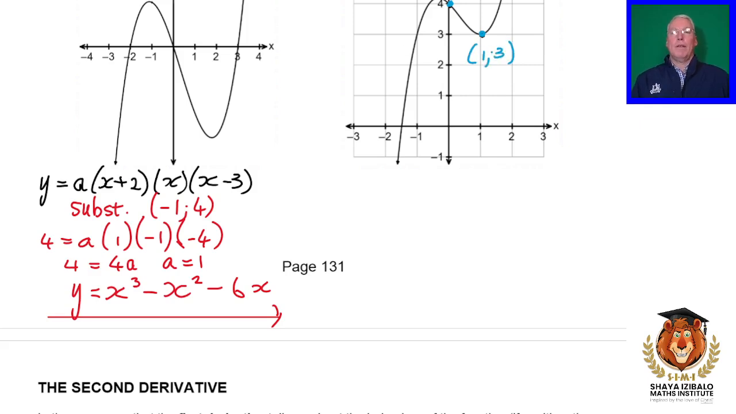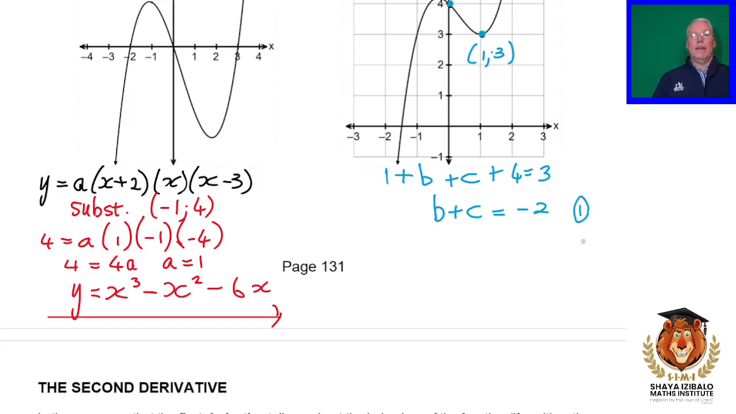So if we put 1 in for x, we're going to get 1 plus b plus c plus d, but we know what d is. We know that d is 4. Our y value is going to be 3. We're putting 1 in for x. 1 plus b times 1 squared, so this is b, plus c plus 4, that's going to equal 3. So we know that b plus c is in fact 5. Subtract 5 from both sides. b plus c is negative 2. We've got an equation. We need another equation.